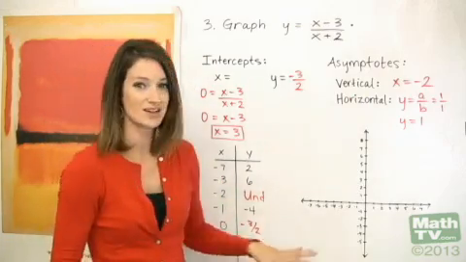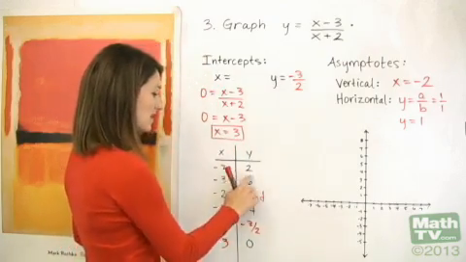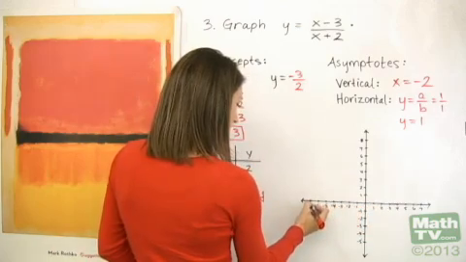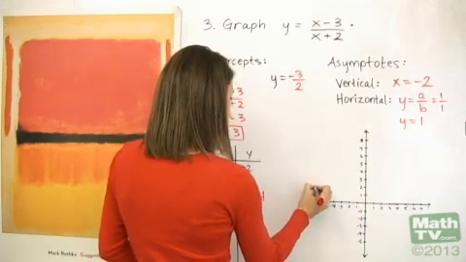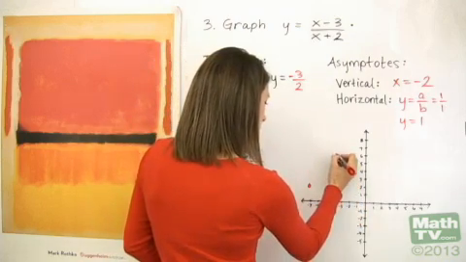So I think we have enough information. We've got some good points here. Let's plot them on our graph and see what we get. So we have negative 7, 2. We can add that dot here. And we have negative 3, 6 here.